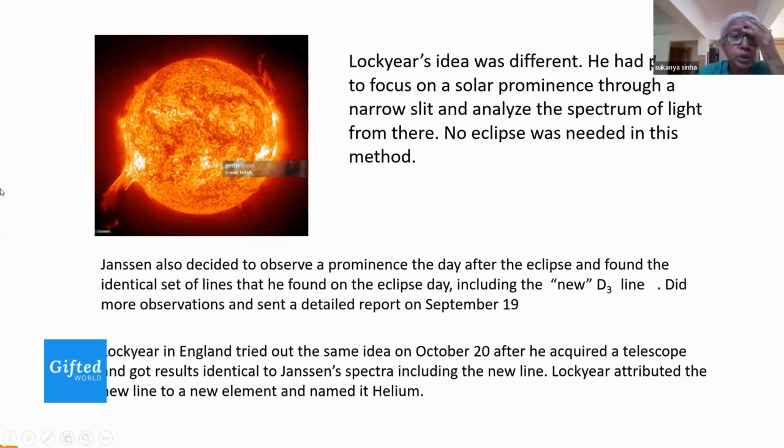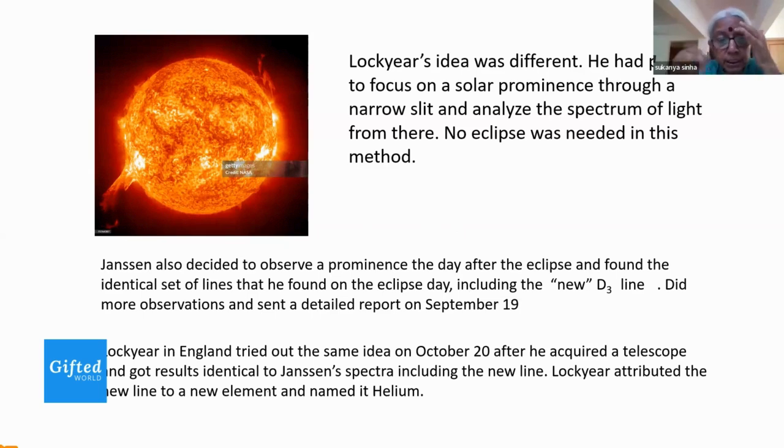That was his idea. So Janssen, once he'd observed the eclipse out here, was jobless, and the next day he knew of Lockyer's idea. So he thought, now that the totality is gone, I will also observe a prominence. I think instead of 18th, I wrote 8th. So that is a connection. It was August, not September. Whatever the eclipse day, the day after the eclipse, he again looked at the sun, but now he focused on a prominence, and he again found that same new D3 line.